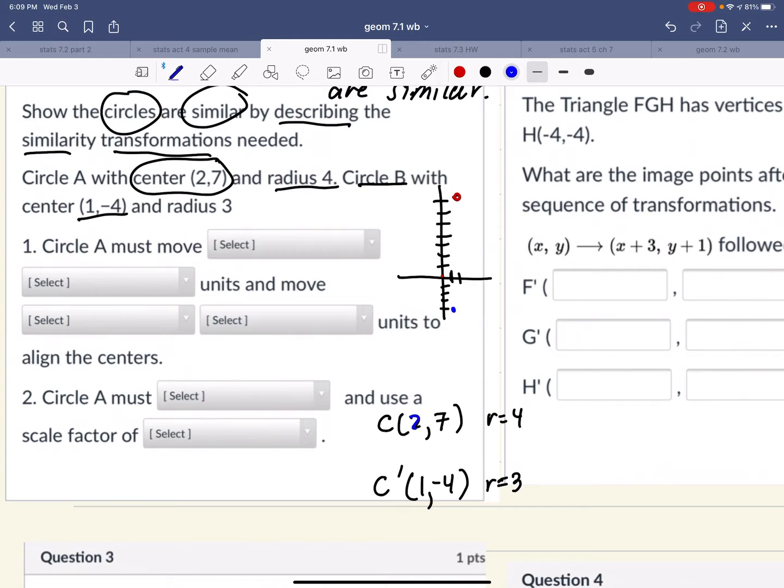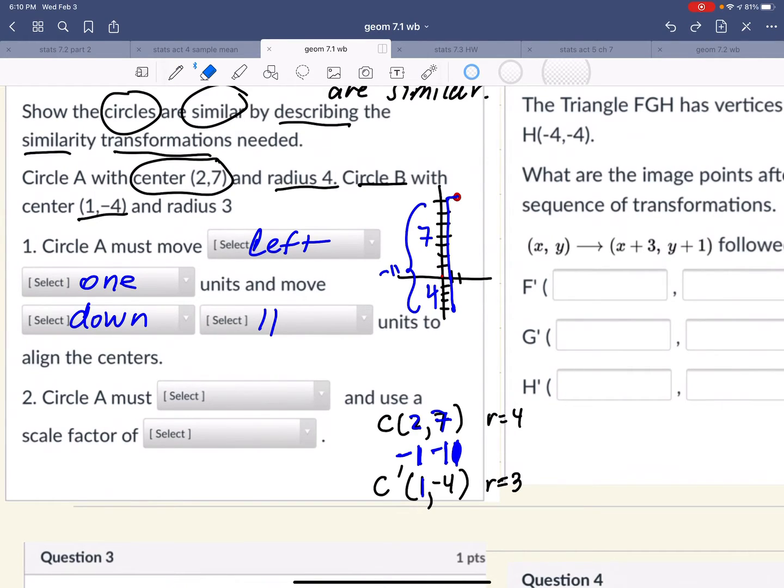Well, notice to get from 2 to 1, I move left 1 unit. And then I need to move down 11. Down these 7, from 7 back down to 0, and then down another 4. So 7 and 4 is a total of down 11. Nice. Okay. Clean that up a little bit.